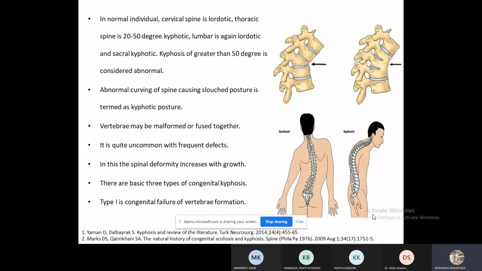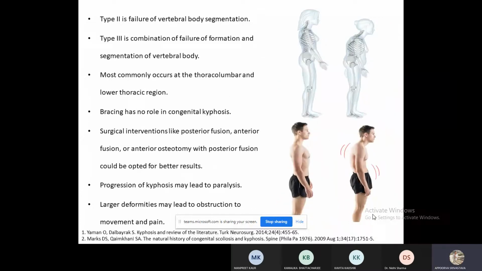The vertebra may be malformed or fused together. It is quite uncommon, with frequent defects. In this, the spinal deformity increases with growth. There are three basic types of congenital kyphosis. Type 1 is congenital failure of vertebral formation. Type 2 is failure of vertebral body segmentation, and type 3 is a combination of failure of formation as well as segmentation of the vertebral body.